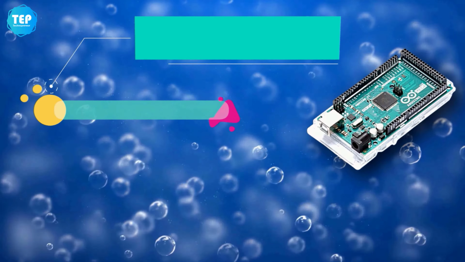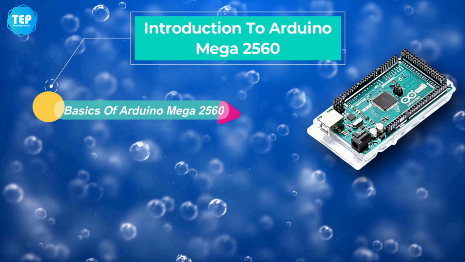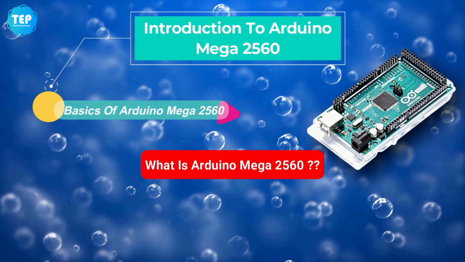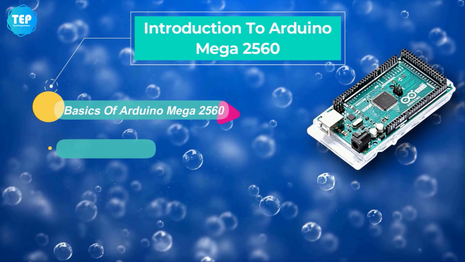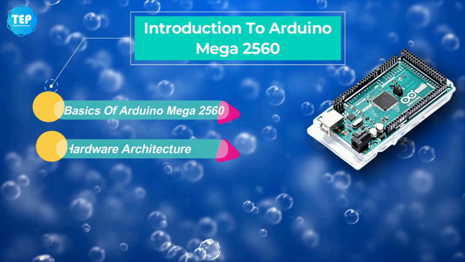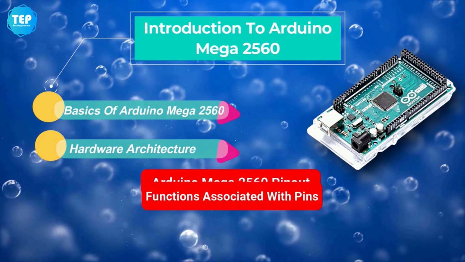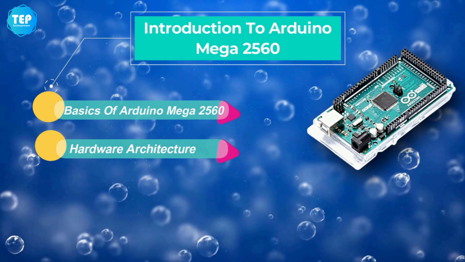I have divided this tutorial into 4 parts. In the first part, we will discuss the basic introduction of Arduino Mega 2560, like what is Arduino Mega, why we need to use it, why is it so famous, etc. In the second part, we will discuss its hardware architecture, where we will have a look at its pinout, and the different functions associated with these pins like communication protocols, PWM, etc.